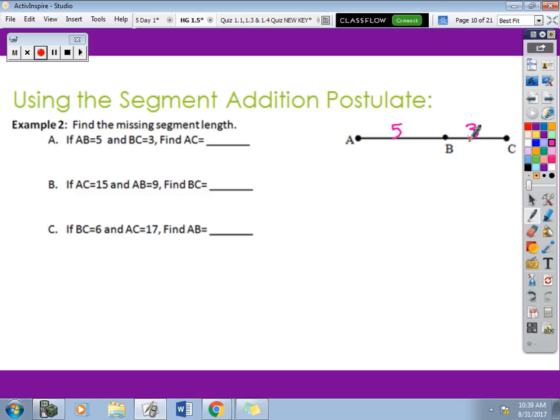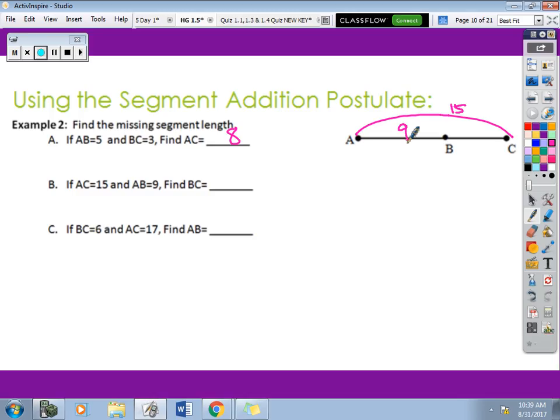Stumping all of us. It's too easy to answer. Evelyn? 8. 5 plus 6. Okay? When they give you one picture for multiple questions, you do have to erase each time or write over it. Now this one says AC is 15. AB is 9. How long is BC?